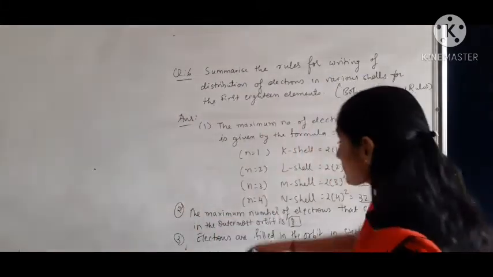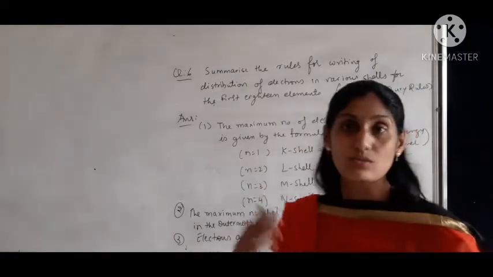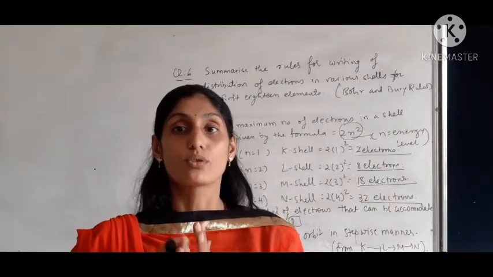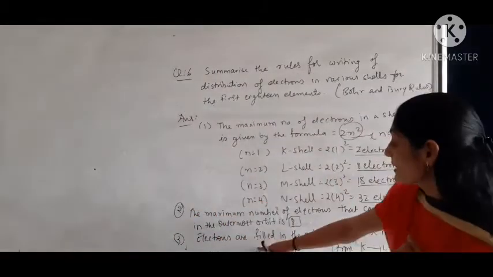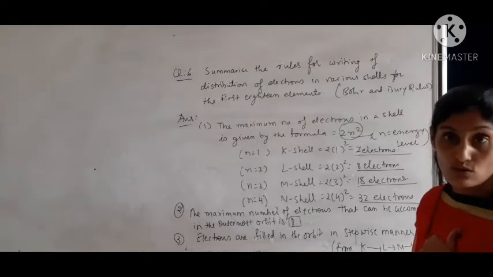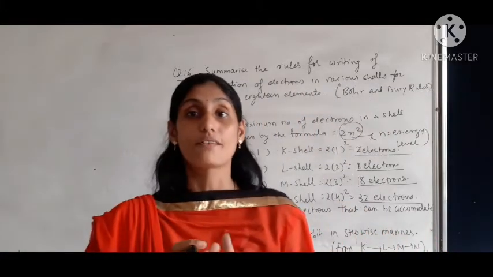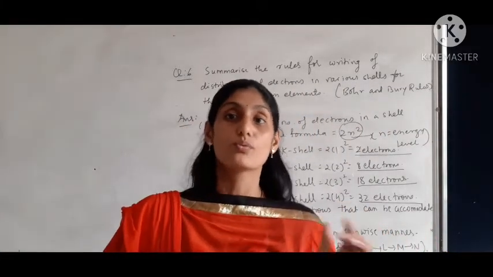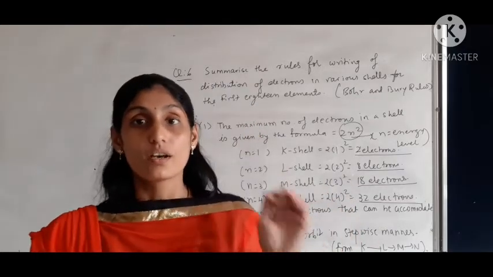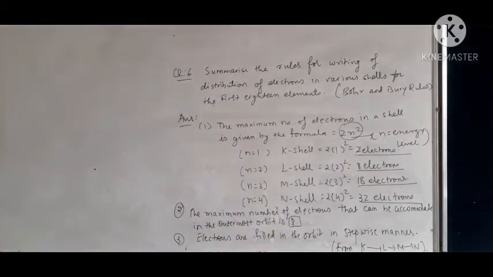The very next rule is that the maximum number of electrons that can be accommodated in the outermost orbit, that means the very last orbit, is always equal to 8. You cannot fill more than 8 electrons in the outermost orbit. And the last point is that electrons are filled in the orbits in a stepwise manner. That means they move from K to L shell, L to M shell and M to N shell. You cannot fill the electron in the L shell first or the M shell first. You have to move in a stepwise manner, K to L, L to M and M to N. So those are the rules. That is also known as the Bohr and Bury rule. That is a very important question. So if you want to copy, then copy this particular question.